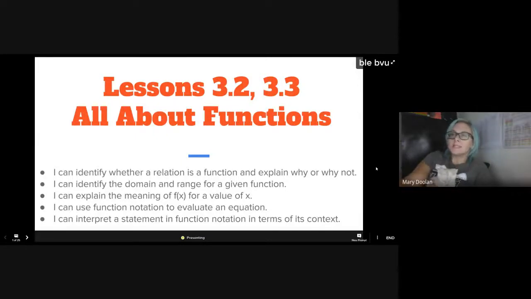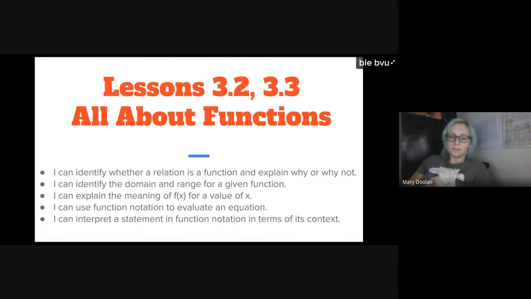So this is lesson 3.2 and 3.3. It's all about functions. And instead of essential questions, I'm switching over to I can statements. Okay, it's the same kind of general idea. These are the things you'll be able to do at the end of this lesson.